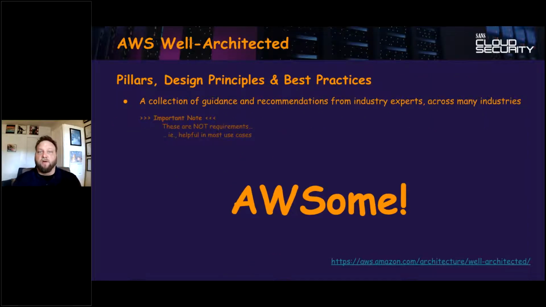So now that we understand what a framework is, why we should use them, and AWS's approach to architecture, let's dig into the Well Architected framework. The AWS Well Architected framework consists of 5 pillars, each with design principles and best practices. And its purpose is to provide guidance and recommendations from industry experts for building secure, high-performing, resilient, and efficient infrastructure for applications and workloads.